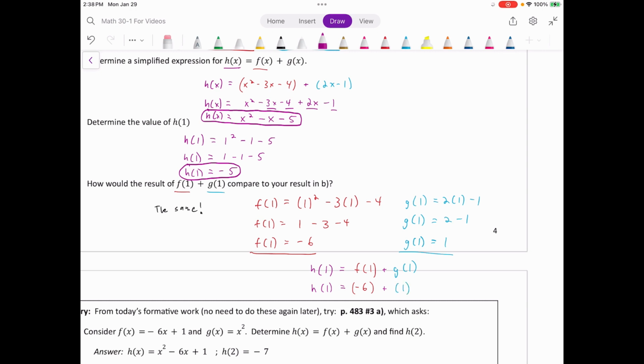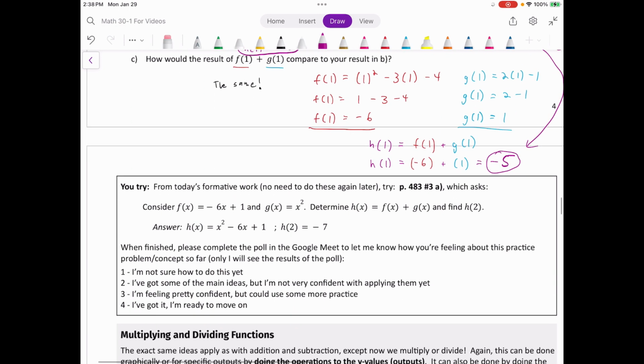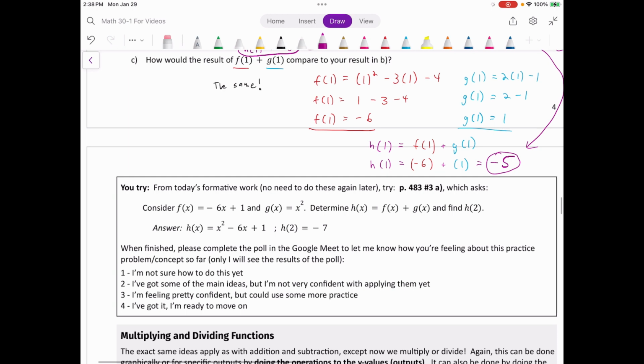So h of 1 is just negative 6 plus 1, or, hey, look at this, negative 5. Sure enough, same thing. Okay, so it should be. That makes sense. Alrighty. So these are also peppered throughout the notes. You'll see them as you look through the notes.